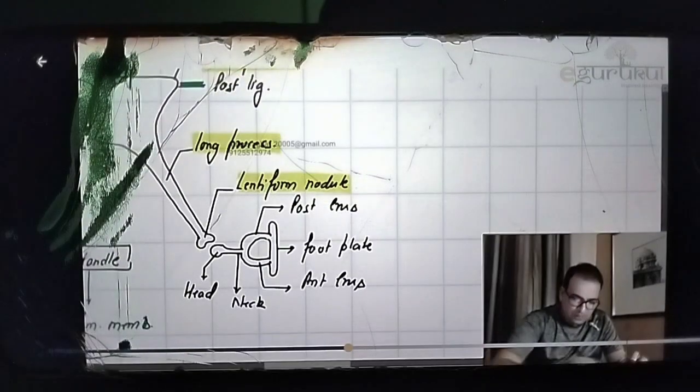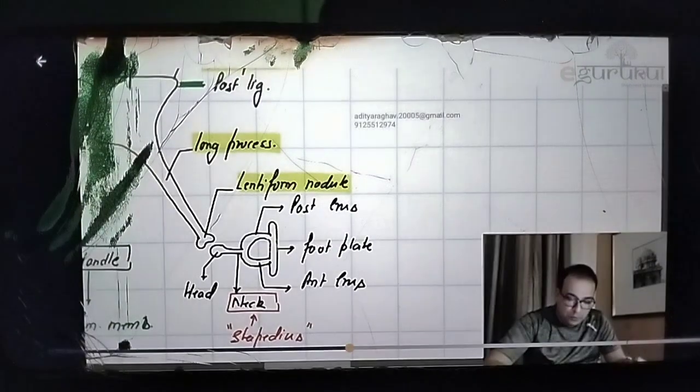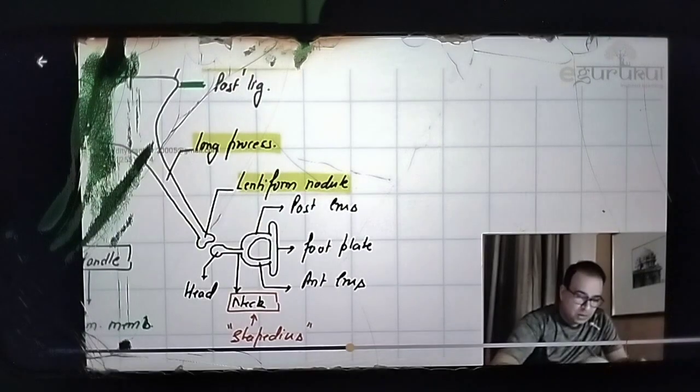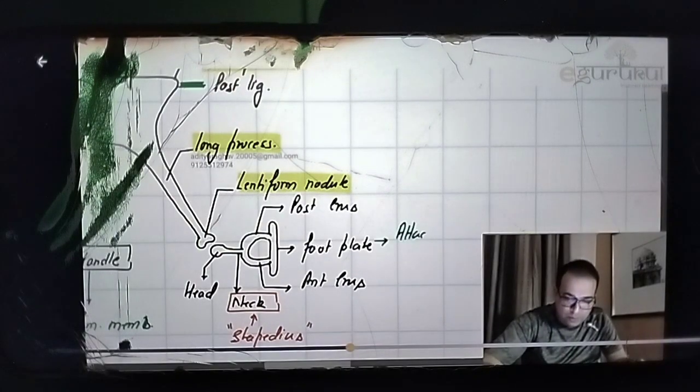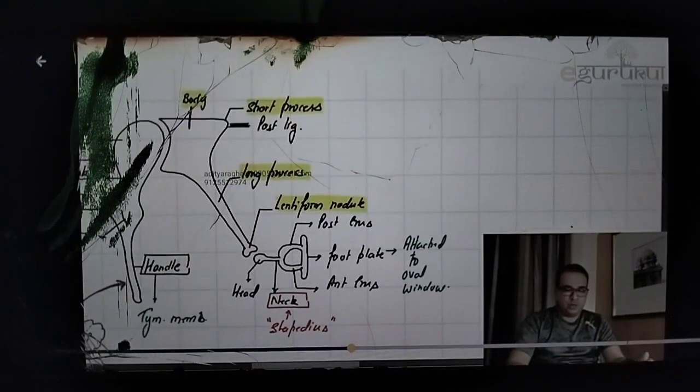One, the neck of the stapes is the one giving attachment to what muscle? To the stapedius. The neck is giving attachment to the stapedius muscle. And second, the foot plate of the stapes is attached to what window? It is attached to the oval window, of the medial wall of the middle ear. This is something that you should know about the ear ossicles.